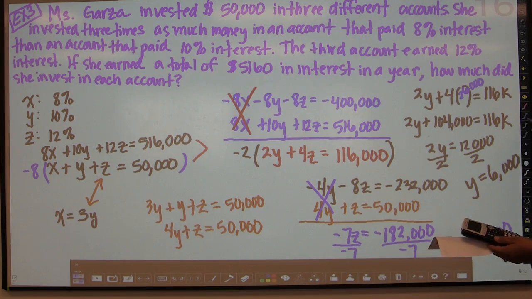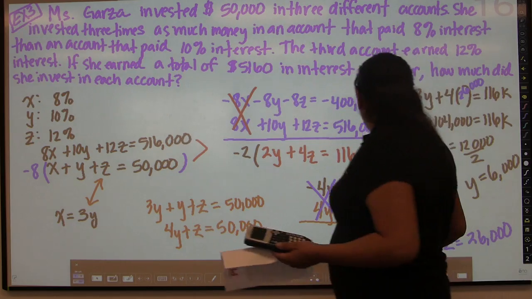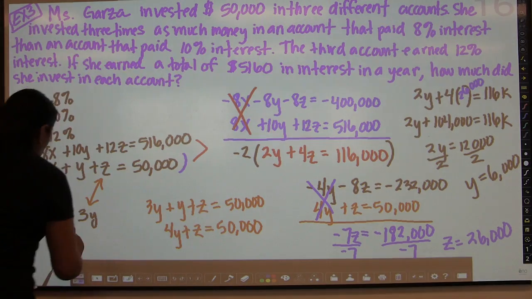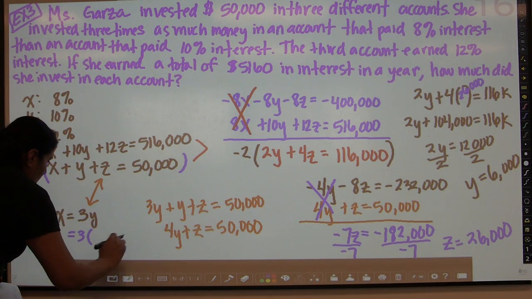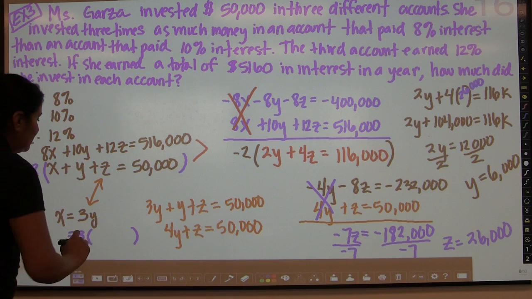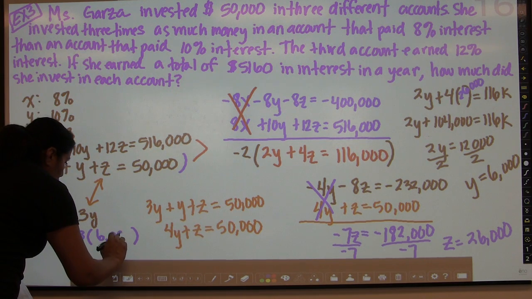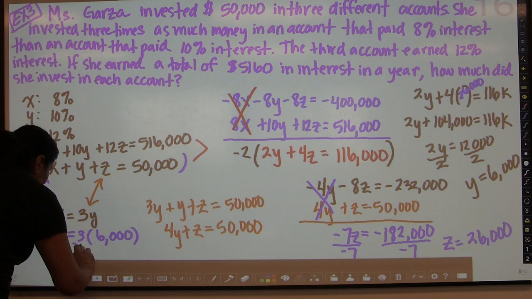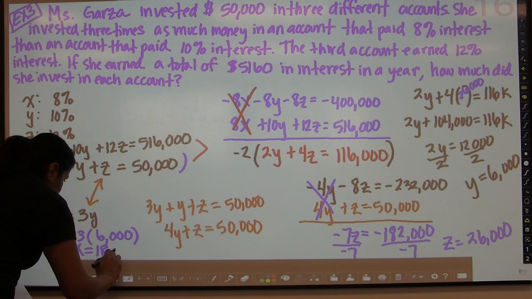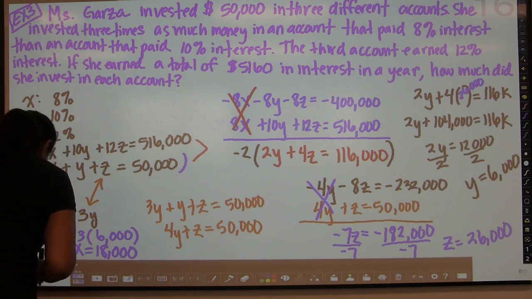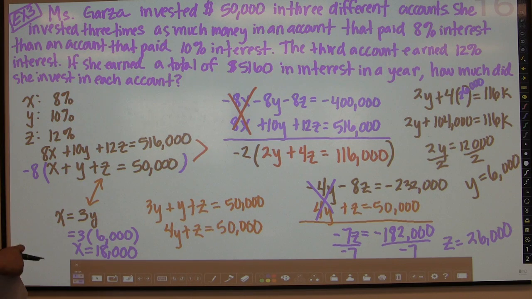And then the last one is the easiest one. We already know that to solve for x, it's right over here. X equals 3 times y, and y was 6,000. So 3 times 6,000 means that x equals 18,000. So there you go. How much did she invest in each account? She invested 18,000 in an 8% account. She invested 6,000 in the 10% account, and she invested 26,000 in the 12% account. And that is how you do that.